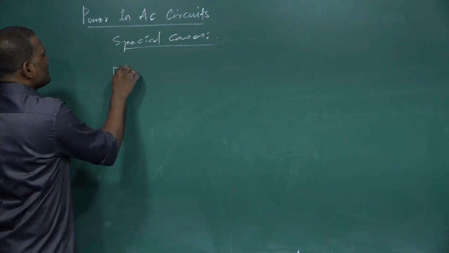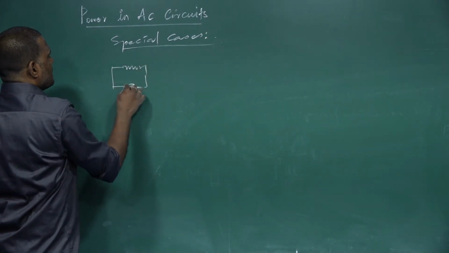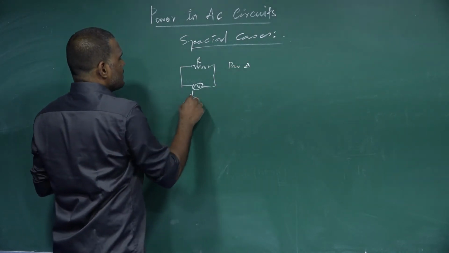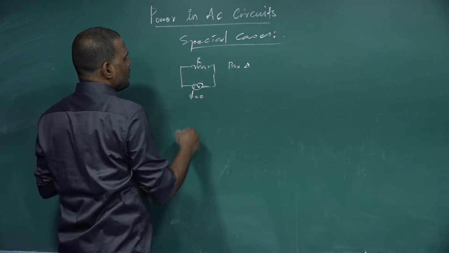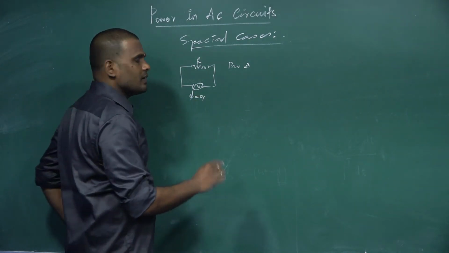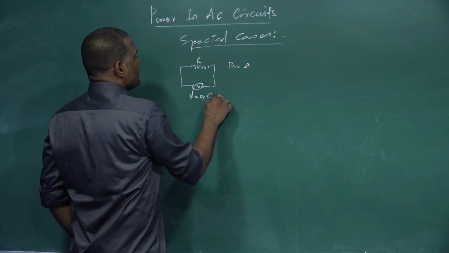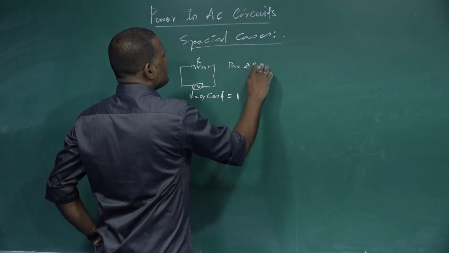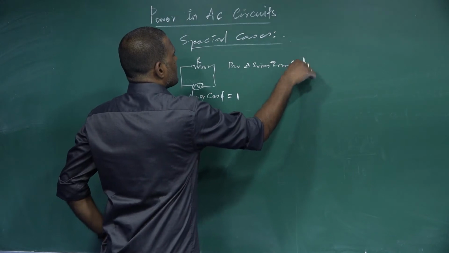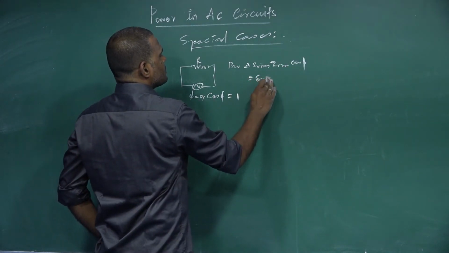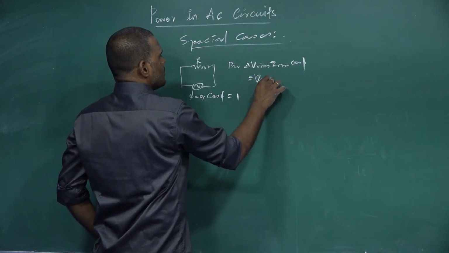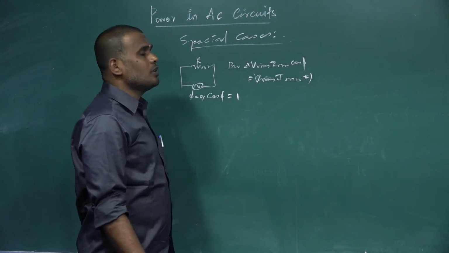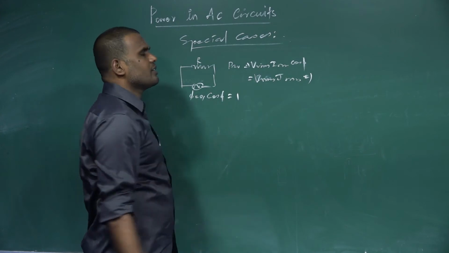If the circuit is a pure resistive circuit, what is the average power consumed? You have seen the phase angle phi between current and voltage is 0 in a pure resistive circuit. The value of power factor cos phi is equal to 1. So average power consumed is P average equals Vrms Irms cos phi, which is Vrms Irms. So the average power consumed, the true power, is equal to the apparent power.